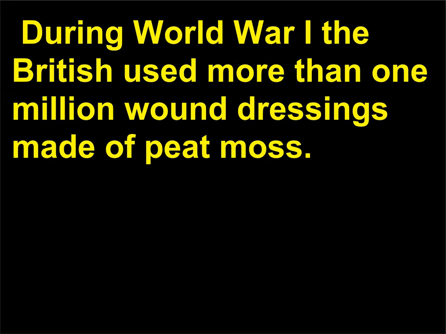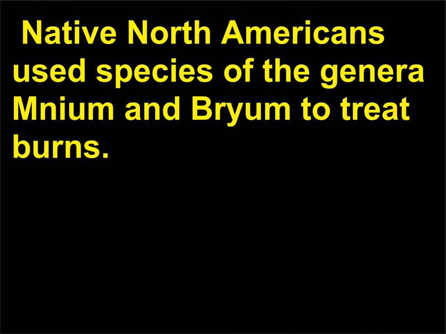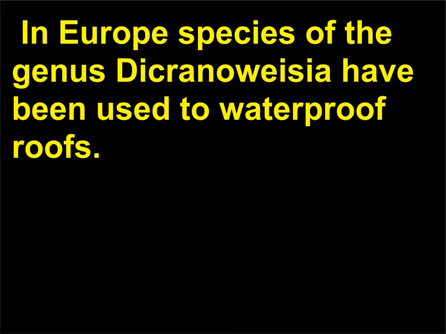During World War I, the British used more than 1 million wound dressings made of peat moss. Native North Americans used species of the Geranium and Bryum to treat burns. In Europe, species of the genus Dicranoweisia have been used to waterproof roofs.